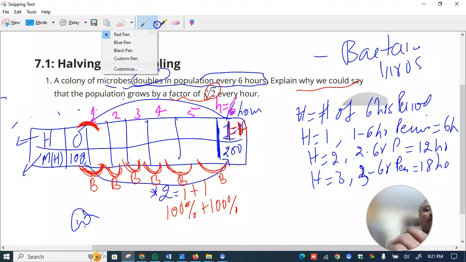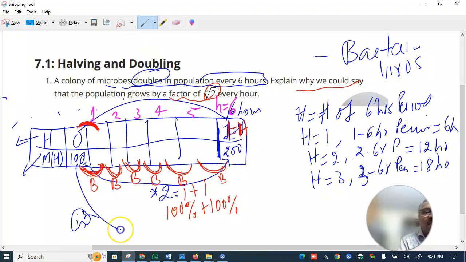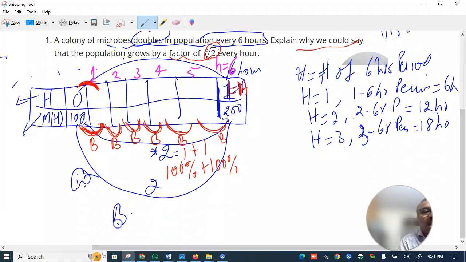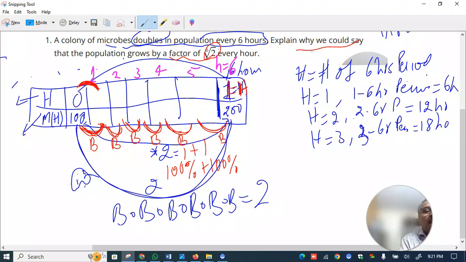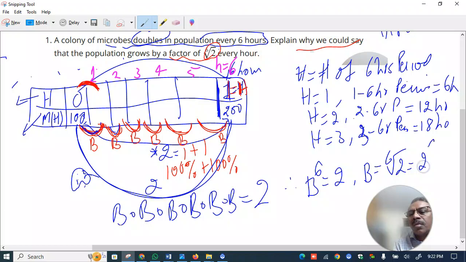Because from 0 to 6 period, that means this to here is 2, right? That means after 6, the b is, that means b times b times b times b. So this all should give you 2, because 100 becomes 200, right? So that means this 100 is multiplied by some number, whatever that is, we'll see now. So therefore you get b raised to 6 is 2, and by radical definition, this is the 6th root of 2, which is also written as 2 raised to 1/6.